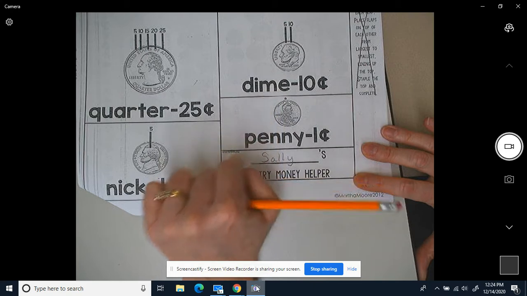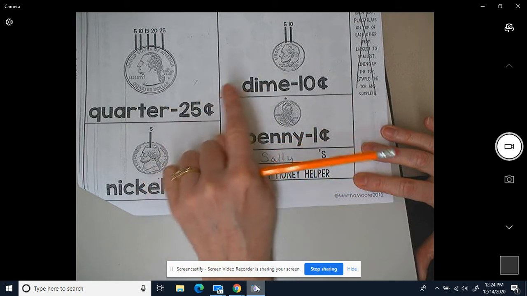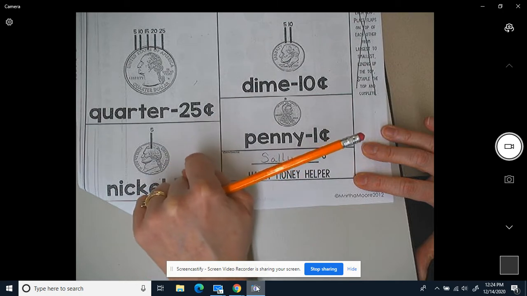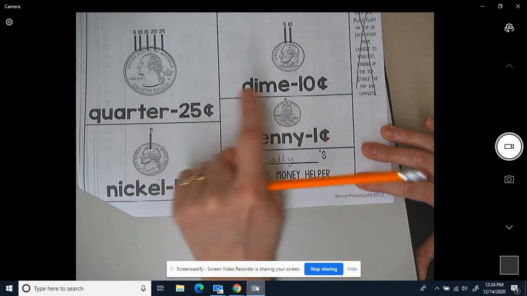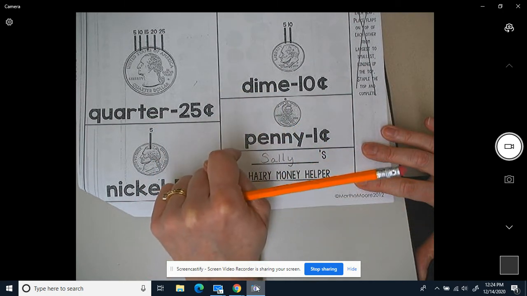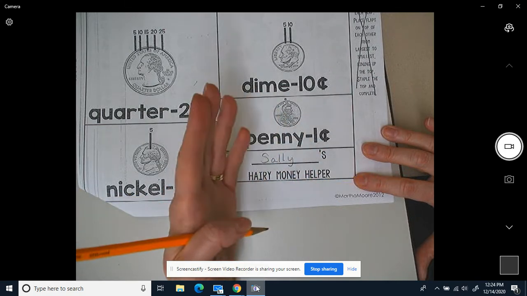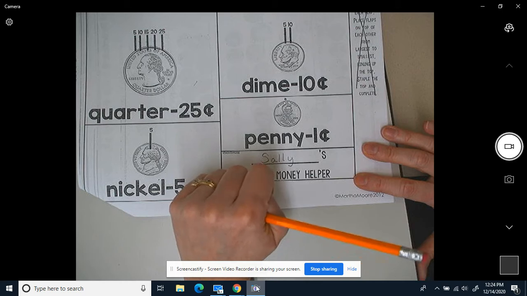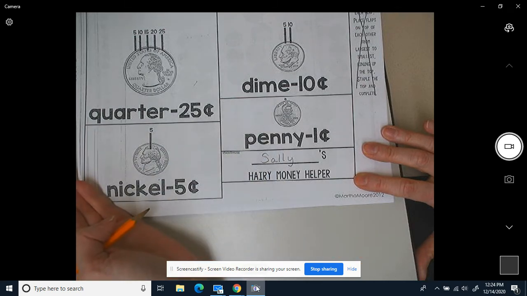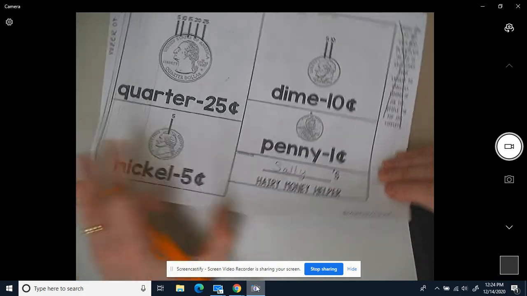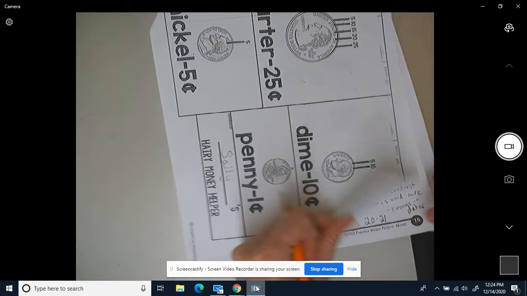The Hairy Money strategy is supposed to be easier for us because we can just count by 5s and 1s when we skip count, and we don't have to switch between counting by 10s and 5s. So I'll explain it to you. If you find it confusing and the other strategies that we've already used work better, that's fine. Whatever works for you.